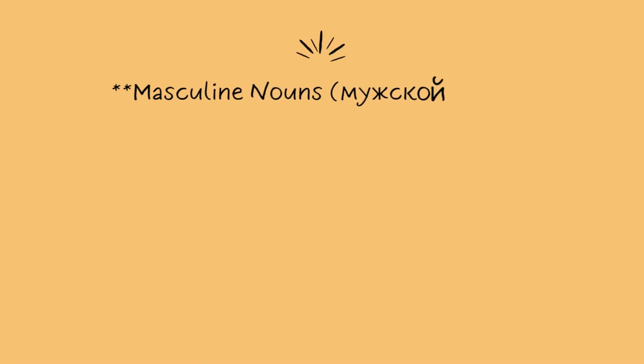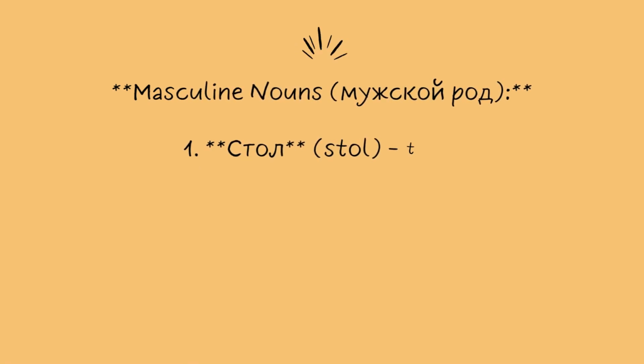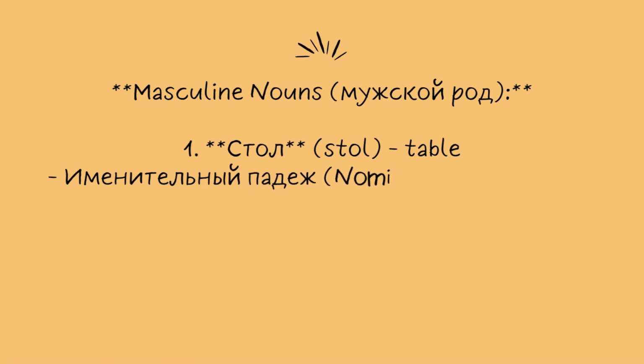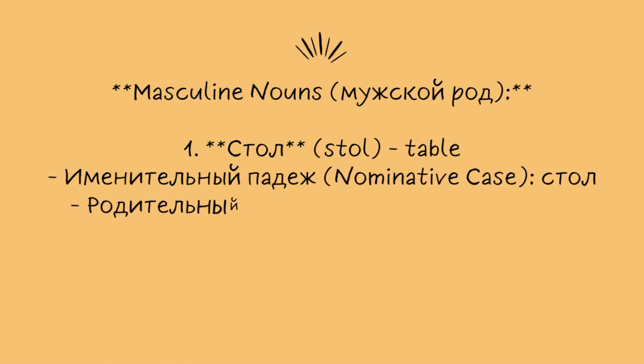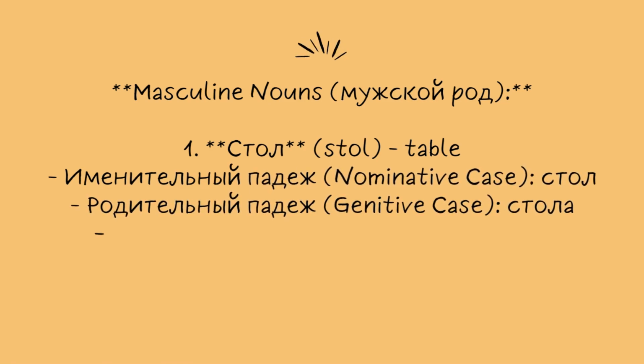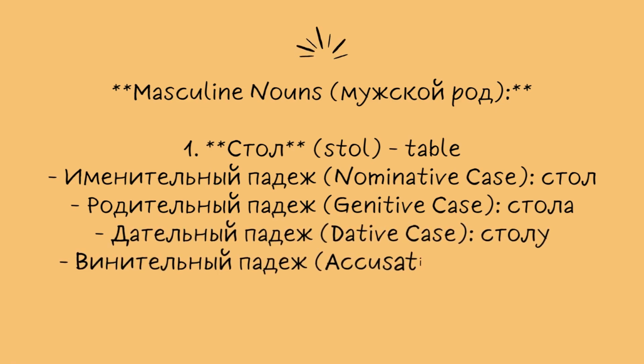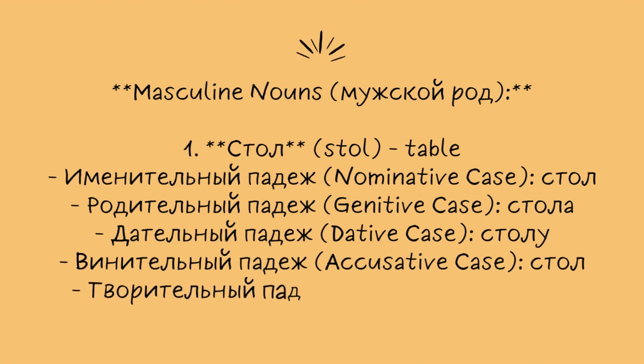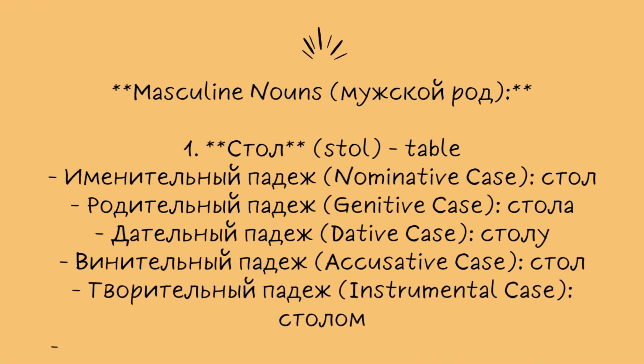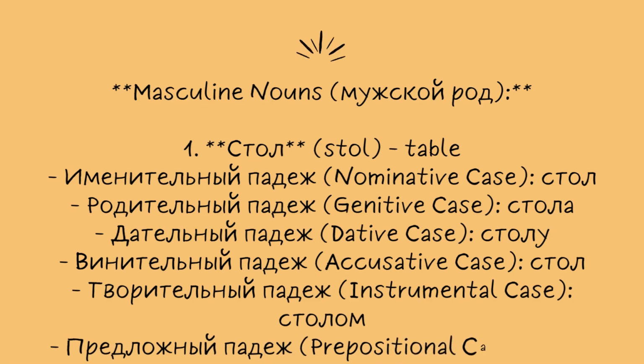Here are examples of declension of nouns by gender in Russian. Masculine nouns, мужской род. 1. Один, стол, table. Именительный падеж, стол, родительный падеж, стола, дательный падеж, столу, винительный падеж, стол, творительный падеж, столом, предложный падеж, столе.